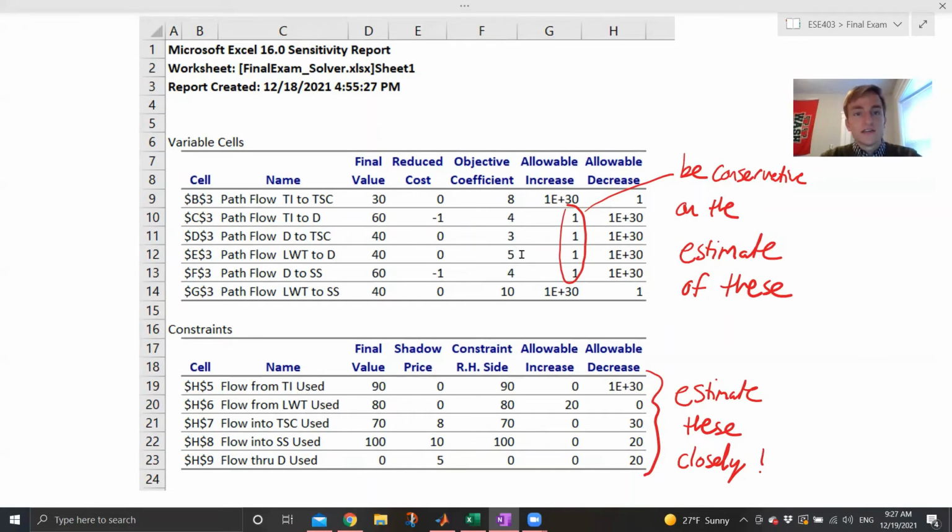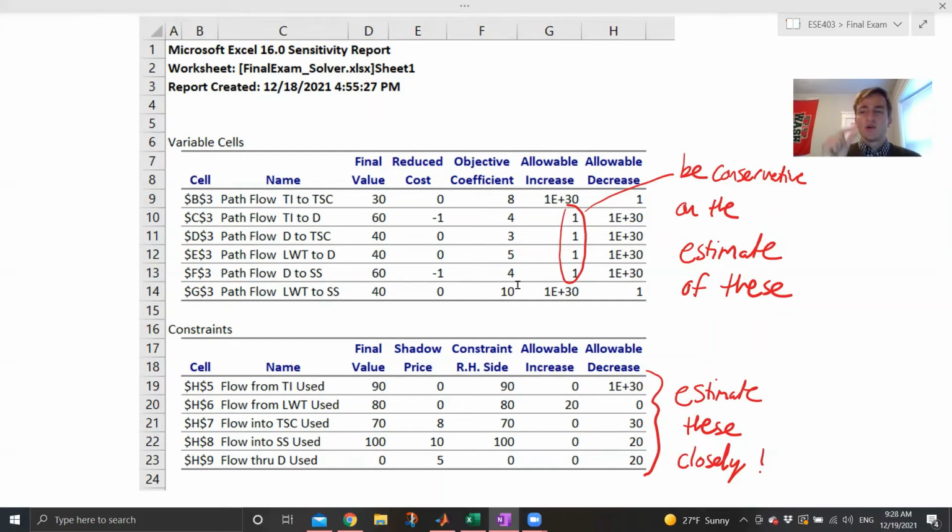So if we pull up our sensitivity report from Microsoft Excel, we can see that we have the allowable increase and the allowable decrease of both the objective coefficients and the right-hand side constraints that would make our solution continue to be the optimal solution. And so my suggestion, as far as rounding and as far as understanding our optimal solution, is definitely to be conservative on the estimate of the cost.